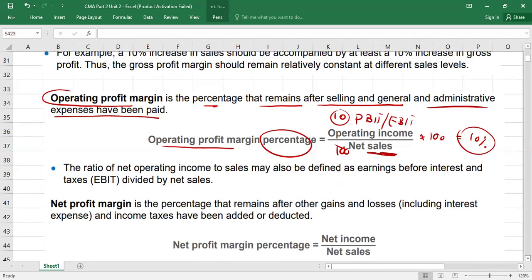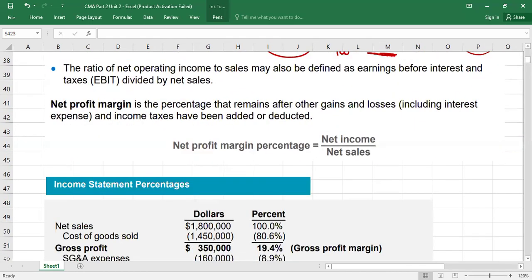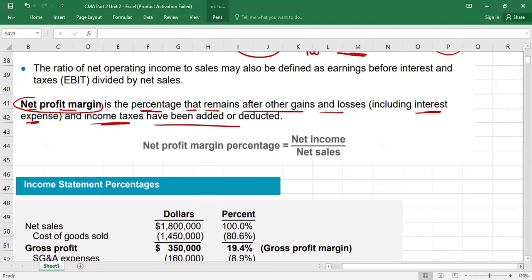So then we have here, guys, a third ratio, which is called the net profit margin ratio. Ratios are easy ones, I'll move to the question. The question can give you some challenges, right? So net profit margin is the percentage. You know, net profit was the last value of the income statement in my format. So net profit margin is the percentage that remains after other gains and losses, including interest, expenses, and income taxes have been added or deducted. This is what they are saying.